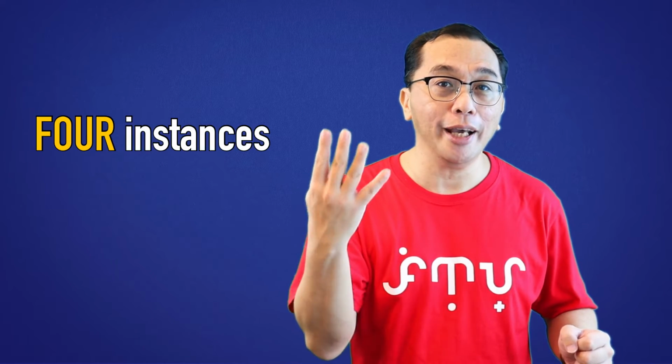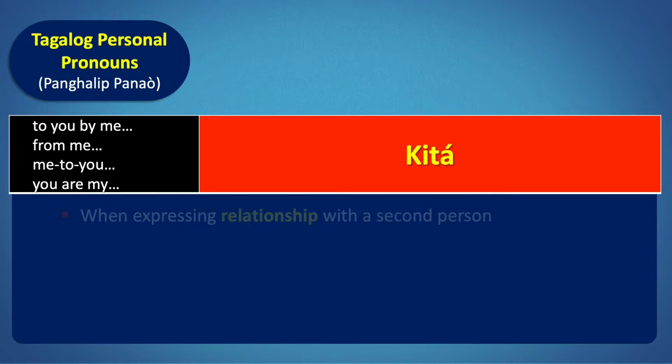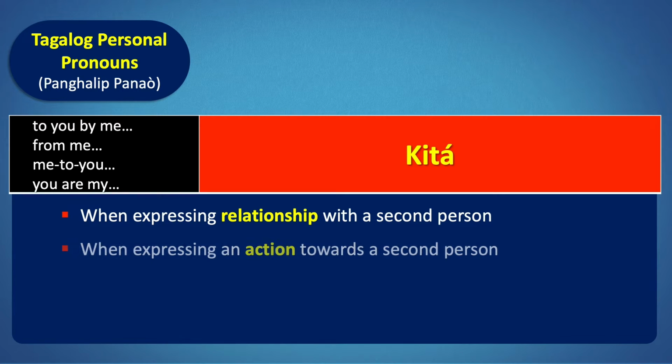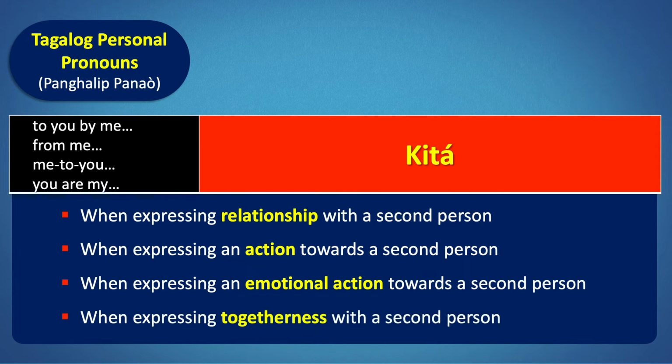There are four instances when to use Kitá. These are when expressing relationship with a second person, when expressing an action towards a second person, when expressing an emotional action towards a second person, and when expressing togetherness with a second person.